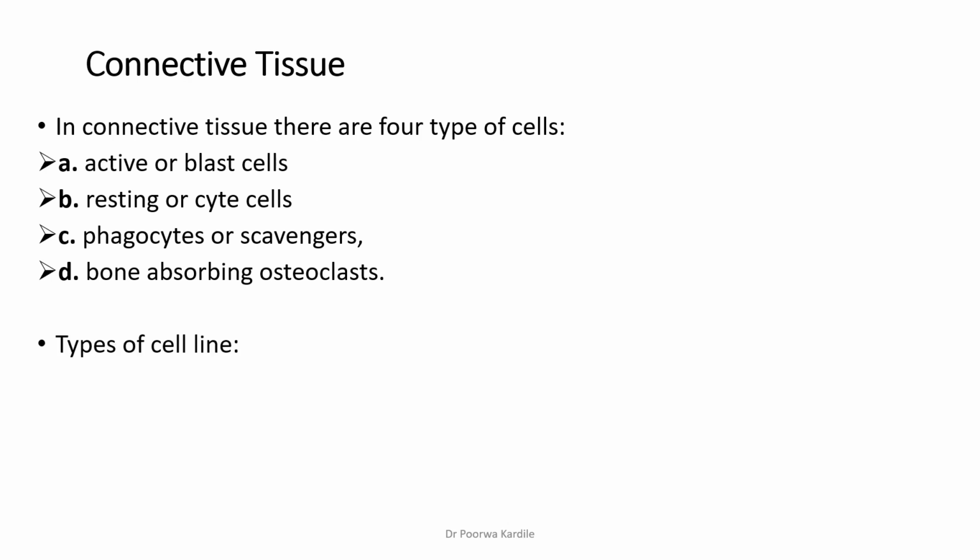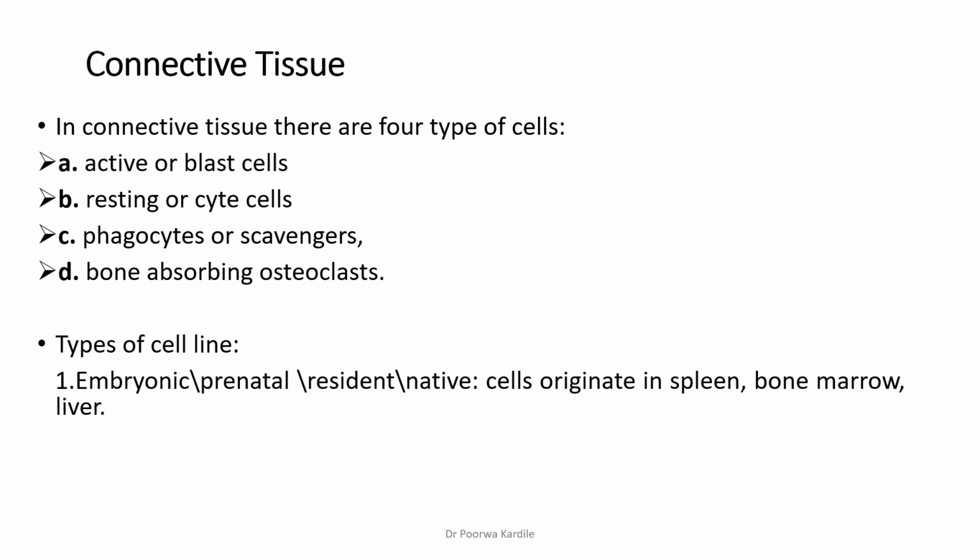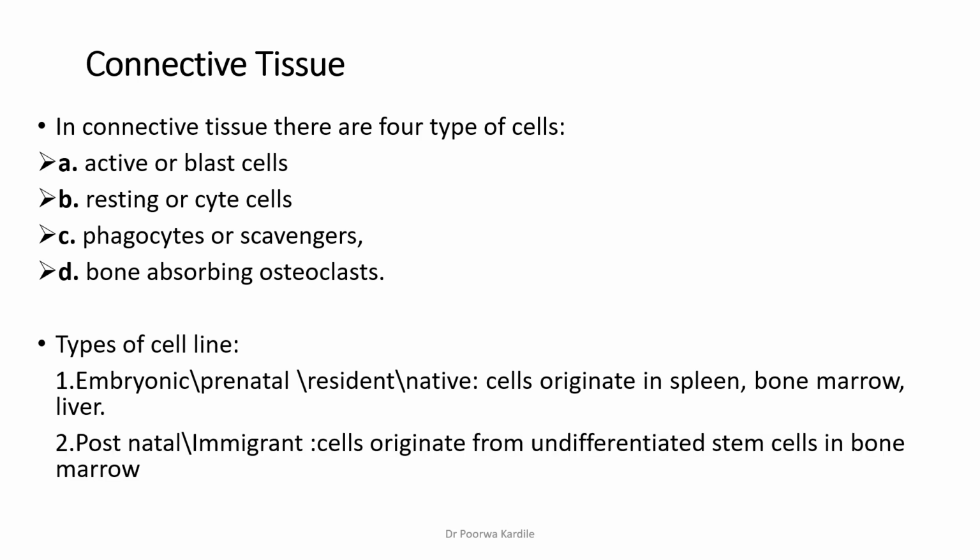And developmentally, there are two types of cell lines. Embryonic cells, or the prenatal cells, are resident, meaning they are fixed at one place. These native cells mainly originate in spleen, bone marrow and liver. Second variety is postnatal or immigrant. So they can transfer, and these are also known as wandering cells. They mainly originate from undifferentiated stem cells in the bone marrow.